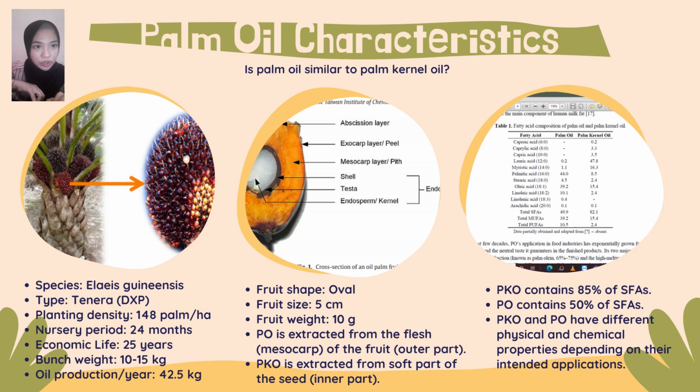So when you refer to table 1, PKO contains 85% of SFA, while PO only contains 50% of SFA. And from table 1, the major fatty acids in PKO are about 47.8% of lauric acid, 16.3% of myristic acid and 15.4% of oleic acid.